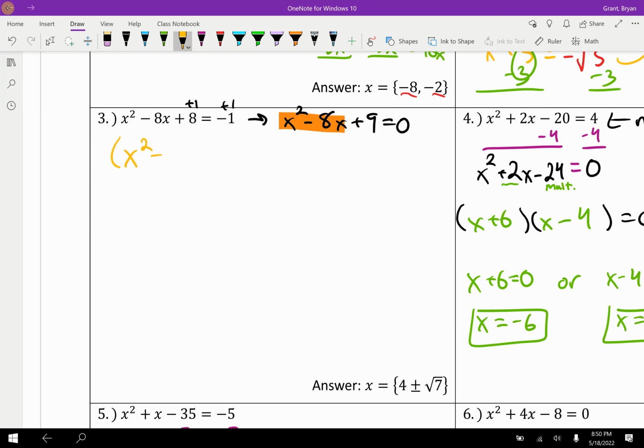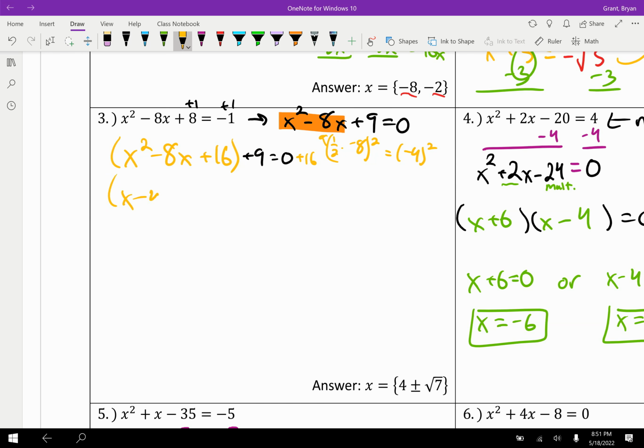X squared minus 8x, we need to do half of negative 8 and then square that guy. Half of negative 8 is negative 4. Negative 4 squared is positive 16. All right, there still is a plus 9. There still is an equals 0. And because I didn't leave myself room, we'll do it this other way. If you add 16 to one side, you better add 16 to the other.